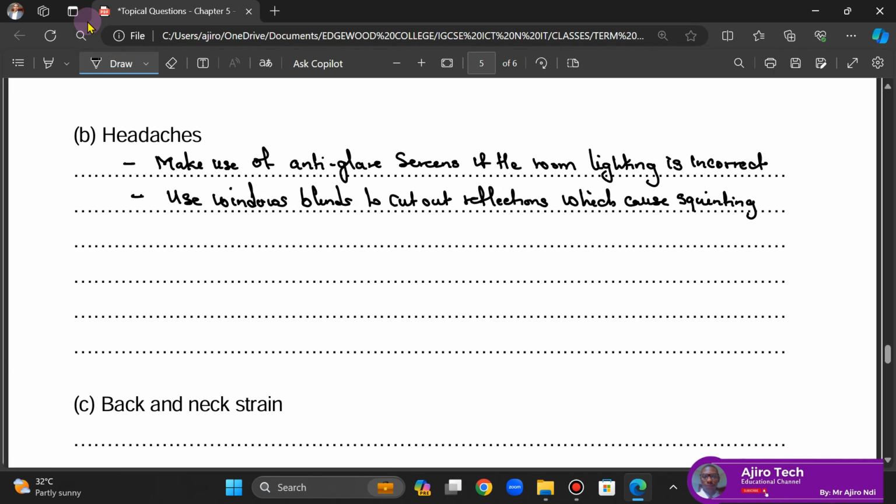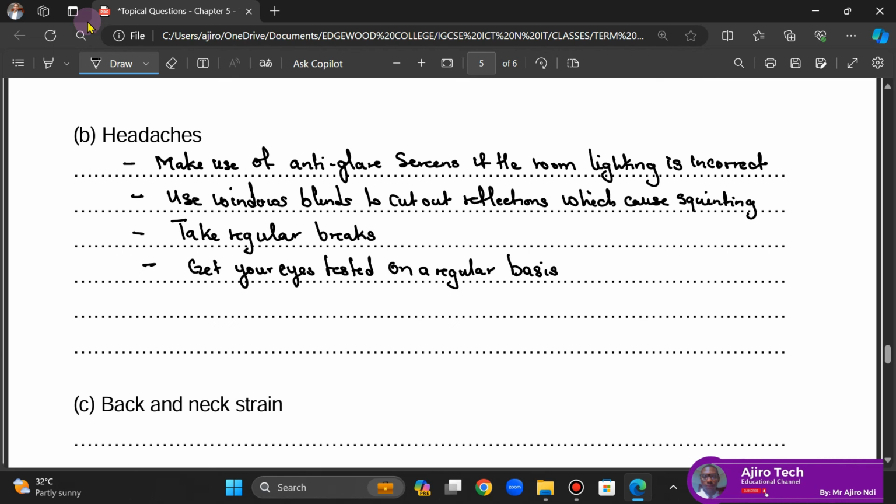The next one is take regular breaks. It's very important. Incorrect lighting, you have to take regular breaks. Carry out some exercise as well. Of course, get your eyes tested on a regular basis.